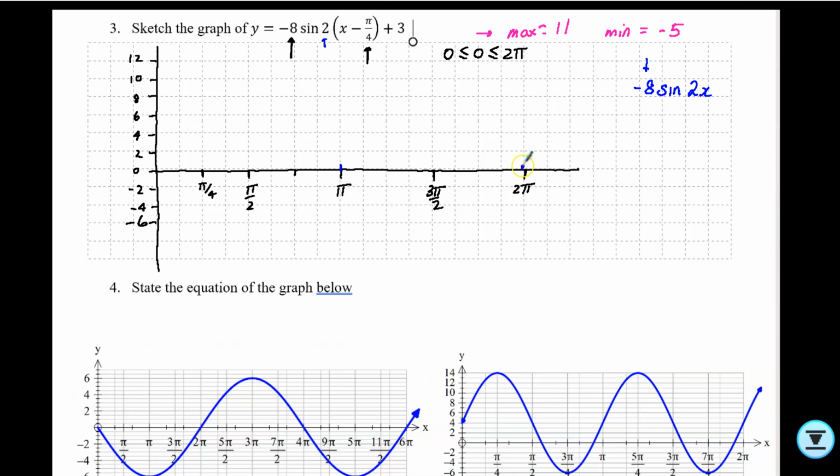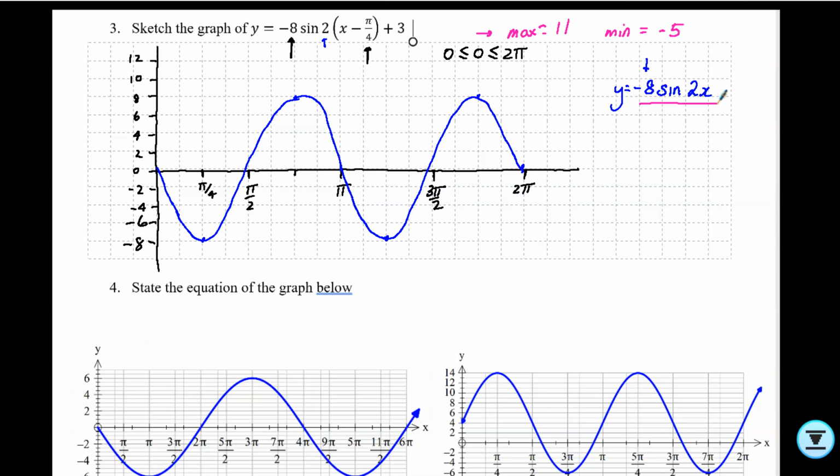I'll just stop because the video will get too long. If you need to do it in a few more steps, by all means, do it. You might want to just do minus 8 sine and then do the 2x. That's up to you. So we've done this.